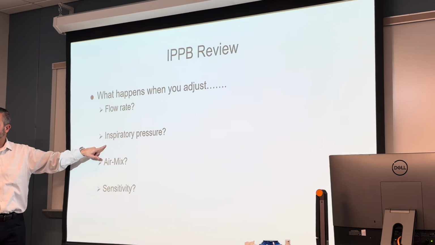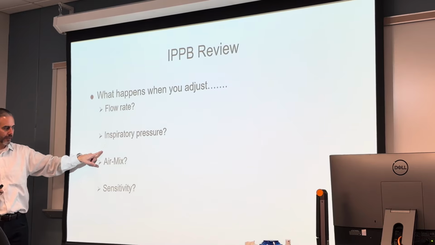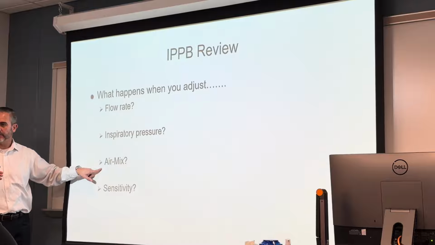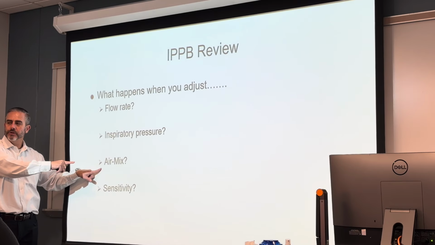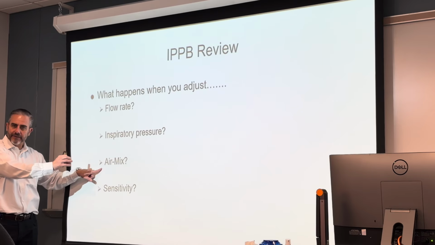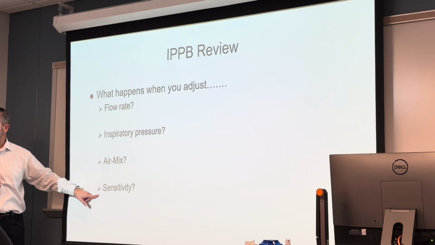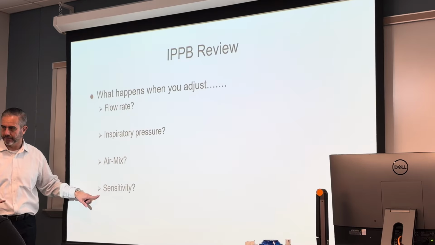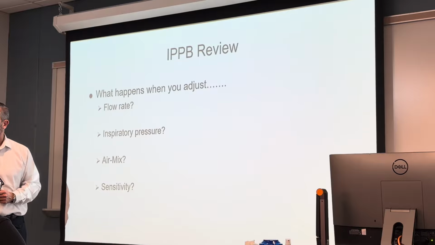Inspiratory pressure, what does that adjust or control? The volume being delivered. What does the air mix do? FiO2. If I have that knob pushed in, what FiO2 am I providing? 100%. If I have that knob pulled out, 40 to 60%. What is sensitivity? The trigger. That's what helps the patient cycle it on. The sensitivity is what makes it cycle on.